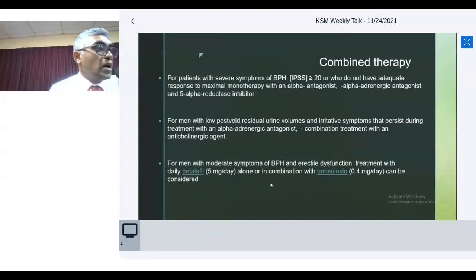That means if we still treat them and they still have a larger frequency with low residual urine, then we can add an anticholinergic agent. So for men with moderate symptoms and erectile dysfunction, treatment with daily tadalafil can be started.